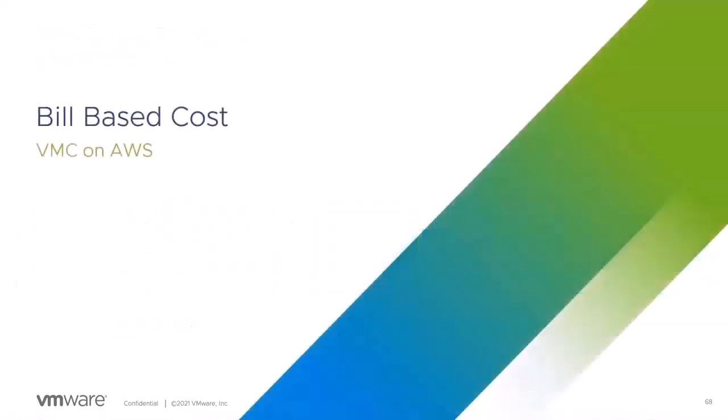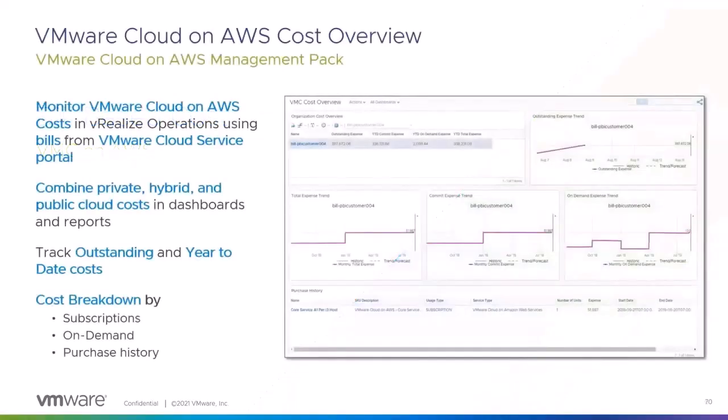Okay, so the next option here is what we're calling bill-based cost. Bill-based costing currently is supported with VMware Cloud on AWS. The way that works is VMware Operations can connect into the Cloud Services portal, and it collects the bill. It tracks how much you spend for your VMC environment over time. You can get breakdowns based on your subscriptions, whether they're on demand or if you have a 1 or 3 year subscription. It tracks your history. It can track all of this over time for you.